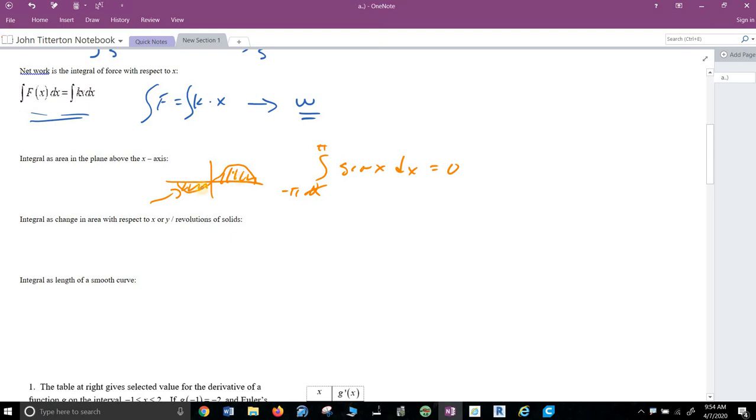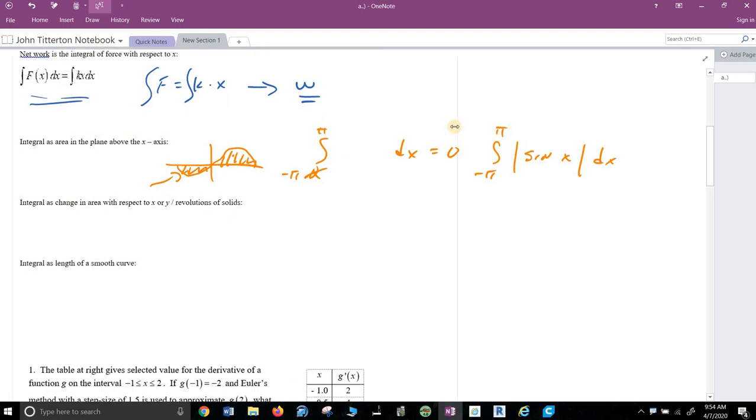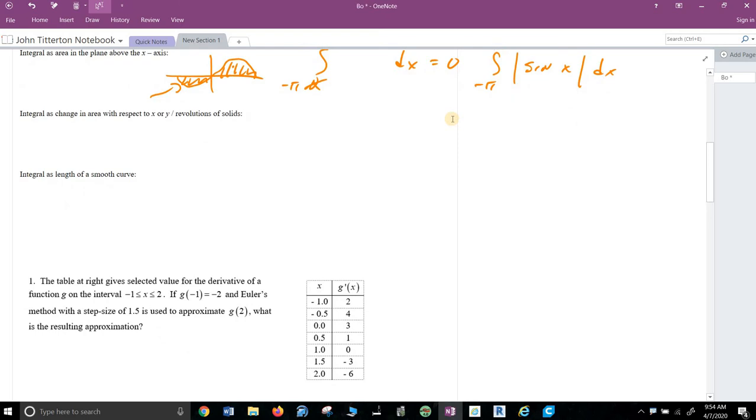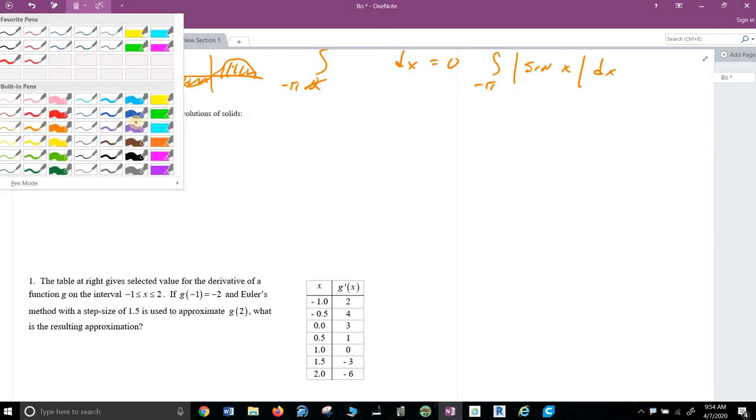If you want to find the actual area between the curves, and watch that sentence, then you do the integral of the absolute value of sine of x from negative pi to pi. You're not going to see that, though, this year, so you don't need to worry about it. You might. Keep an eye on it.